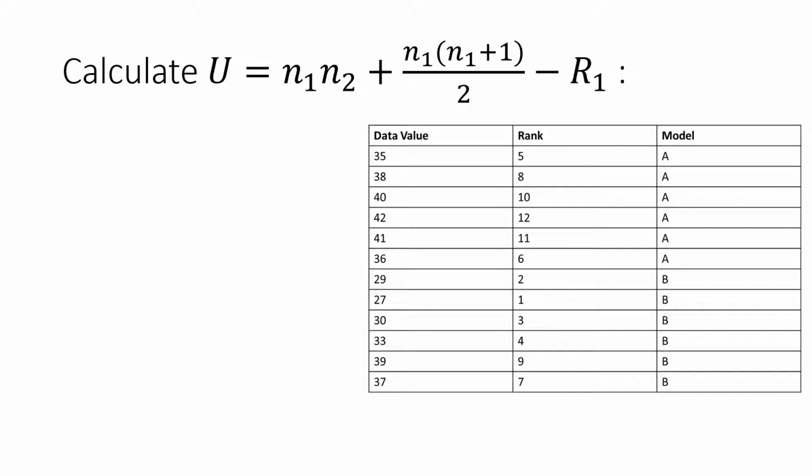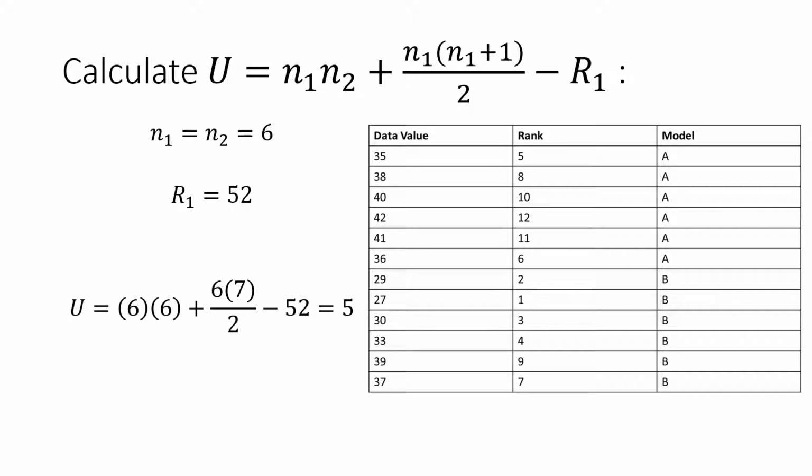Now I'm going to calculate this test statistic. N1 and N2, remember N1 is the smaller of the two sample sizes, N2 is the larger of the two sample sizes. In this case, both samples are size 6, so N1 equals N2 equals 6. We saw in our last slide that R sub 1 is equal to 52. That was the larger of the sum of the ranks. And so when I go through and I calculate my U, I get a U equal to 5.